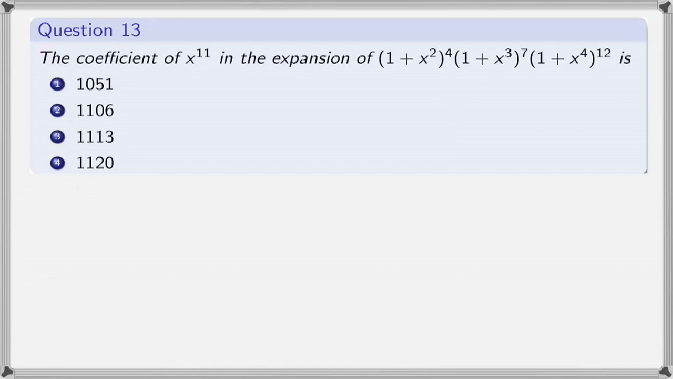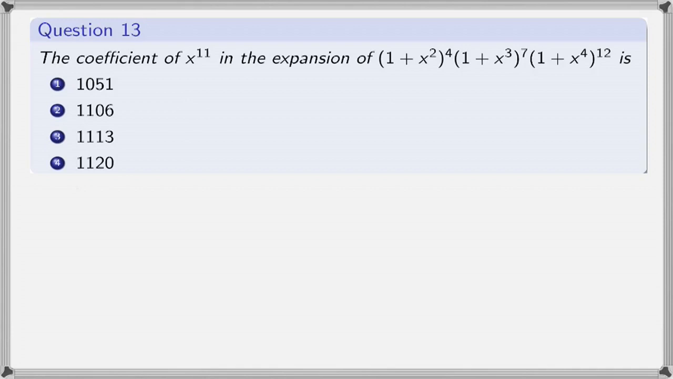In this question we are asked to find out the coefficient of x to the power 11 in the expansion of (1 plus x square) whole to the power 4 into (1 plus x cube) whole to the power 7 into (1 plus x to the power 4) whole to the power 12. We will write down the binomial expansion of each of the factors.